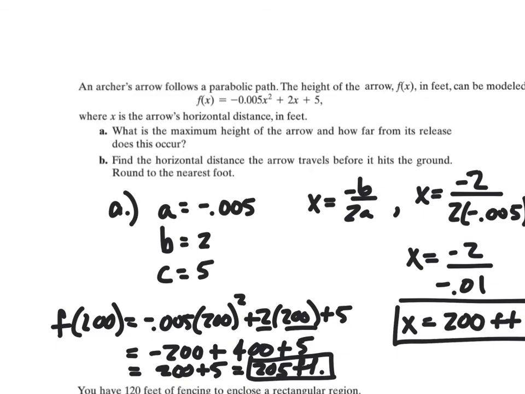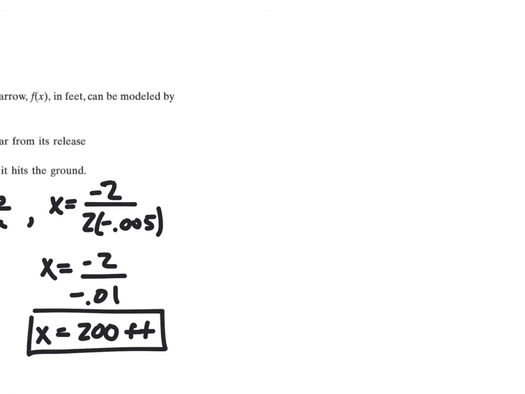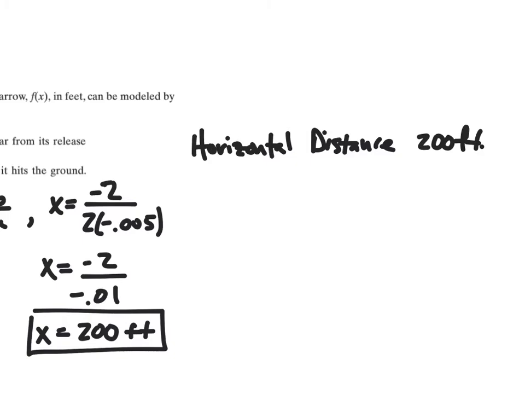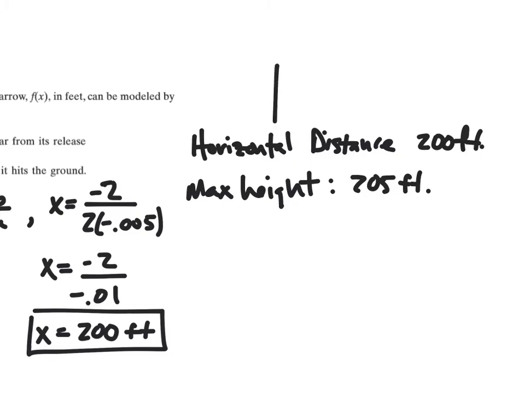So that's what happens when we plug in 200. So here's what we've got. Make sure you guys are writing small. I'm not zoomed out far enough. Our horizontal distance is going to be 200 feet. Our maximum height is going to be 205 feet. And if we think about what the graph is going to look like, here's 200, and our maximum height is 205.